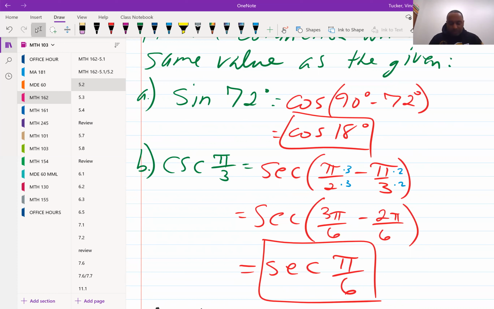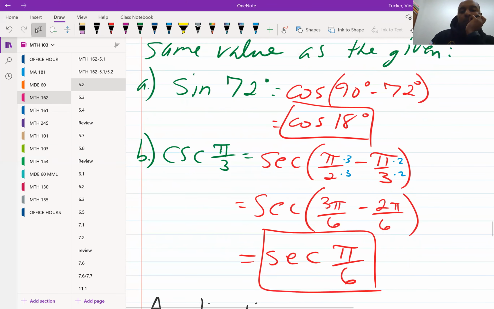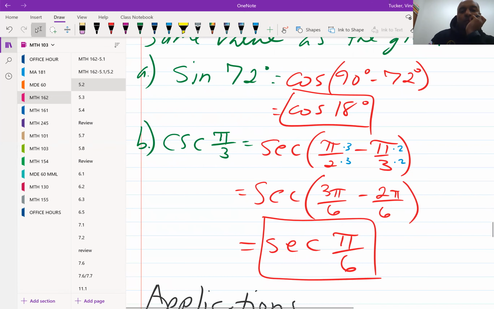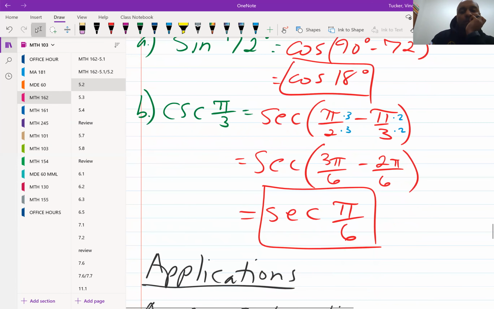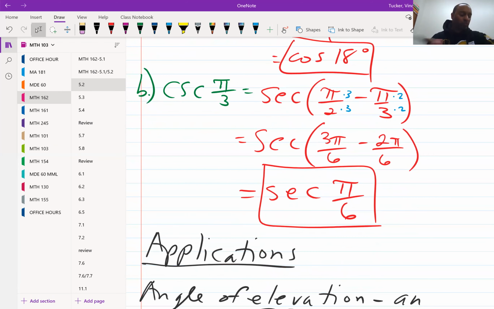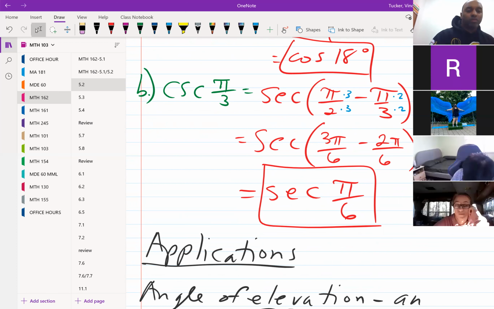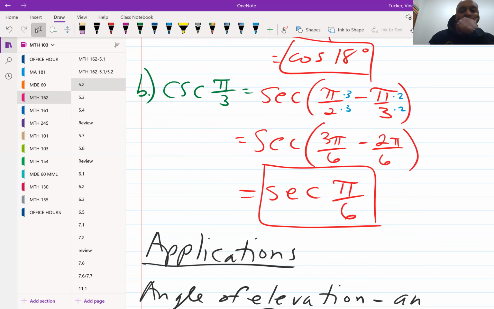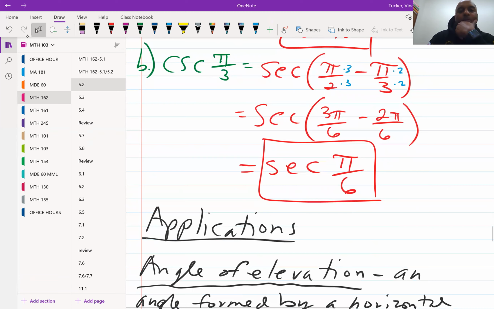Any questions? Problems with cofunctions. All right, can I scroll up and the rest of the copy?